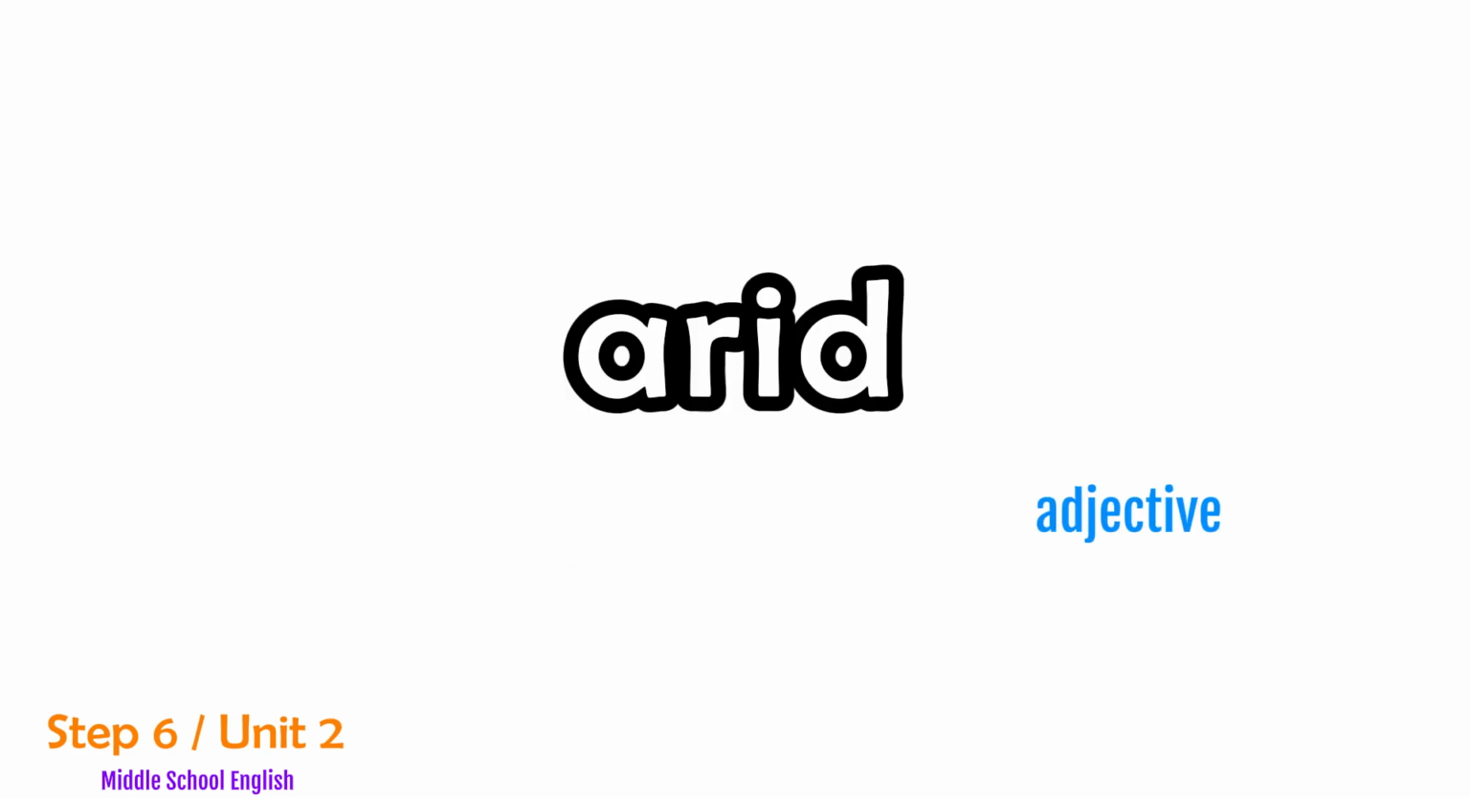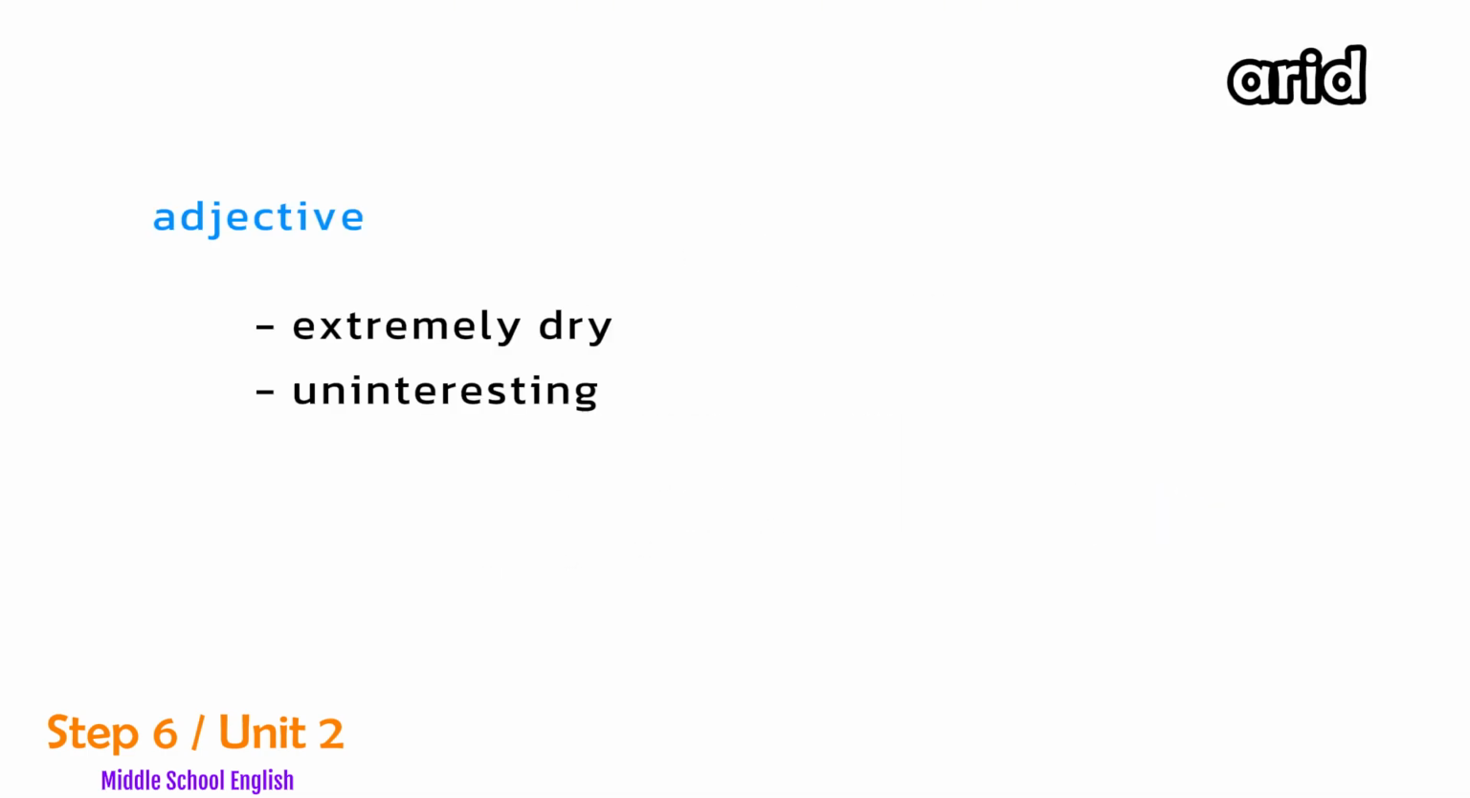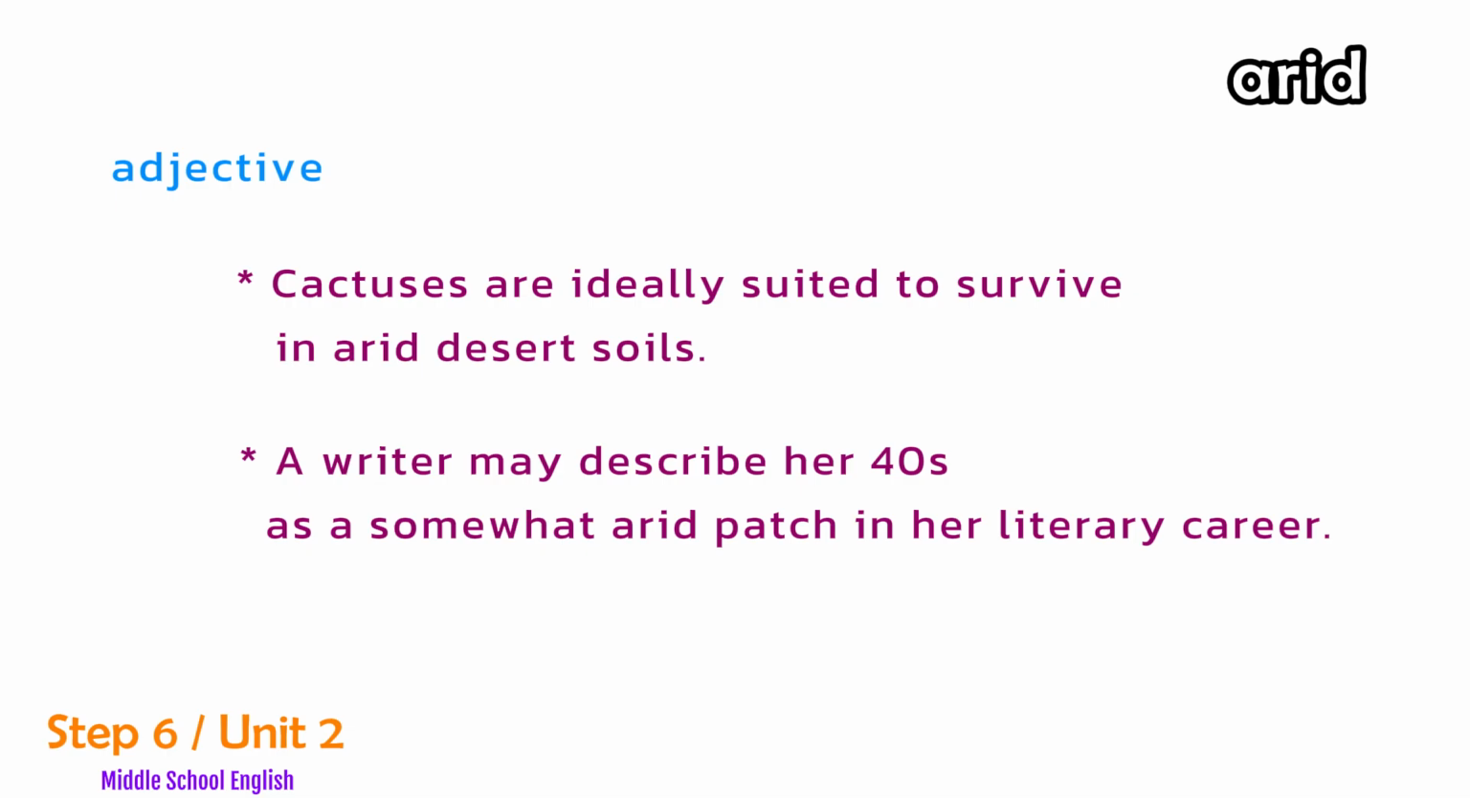Arid. Arid is an adjective meaning extremely dry or uninteresting. Cactuses are ideally suited to survive in arid desert soils. Or a writer may describe her 40s as a somewhat arid patch in her literary career.